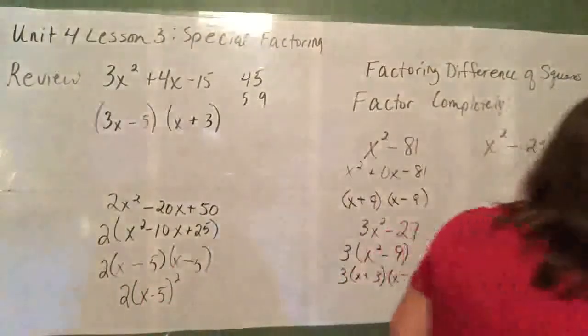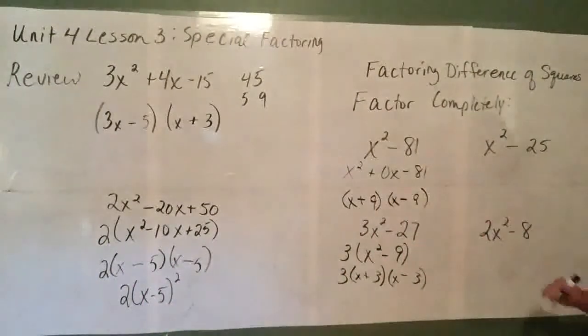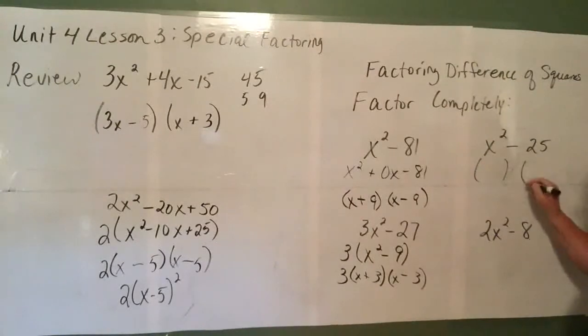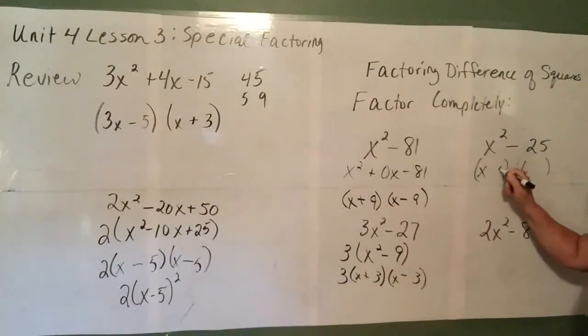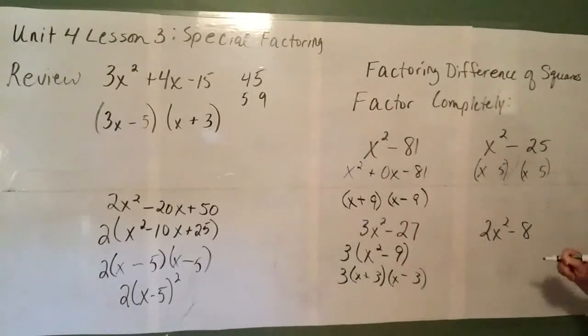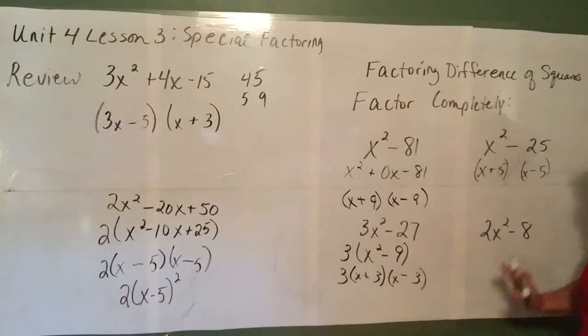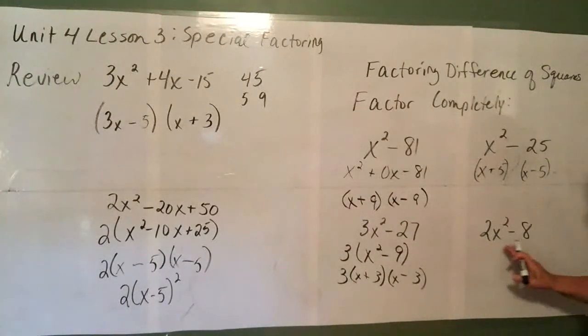All right, so looking at this one, we've got x squared minus 25. If I factor that, I recognize that is difference of squares. So I have x and x. Square root of 25 is 5, so I've got 5 and 5. One's a plus, one's a minus. In this one, looks like a 2 comes out.